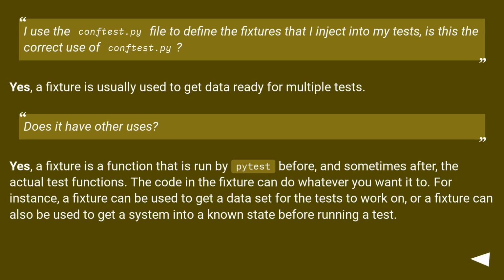I use the conftest.py file to define the fixtures that I inject into my tests. Is this the correct use of conftest.py? Yes, a fixture is usually used to get data ready for multiple tests. Does it have other uses? Yes, a fixture is a function that is run by pytest before, and sometimes after, the actual test functions. The code in the fixture can do whatever you want it to. For instance, a fixture can be used to get a data set for the tests to work on, or to get a system into a known state before running a test.